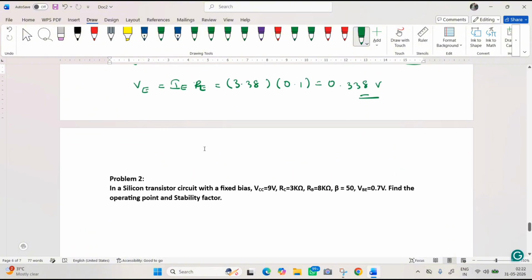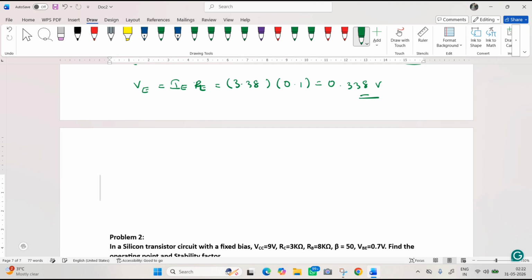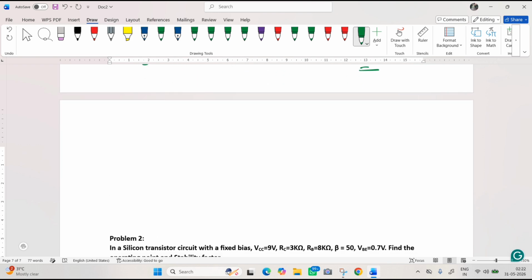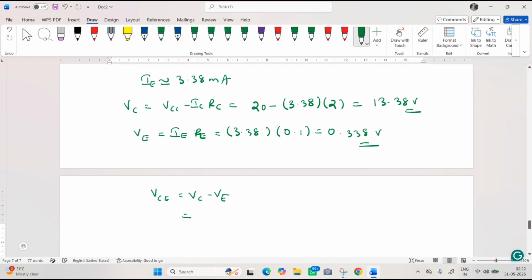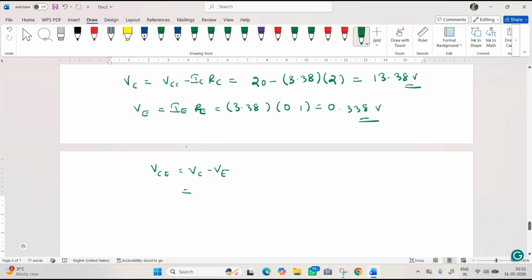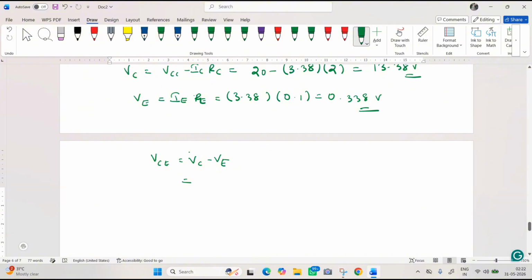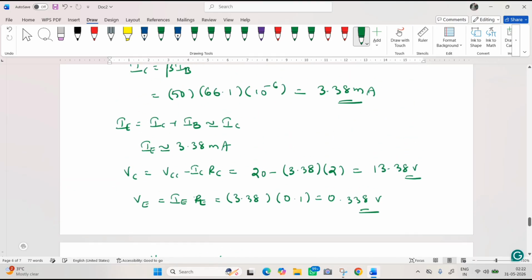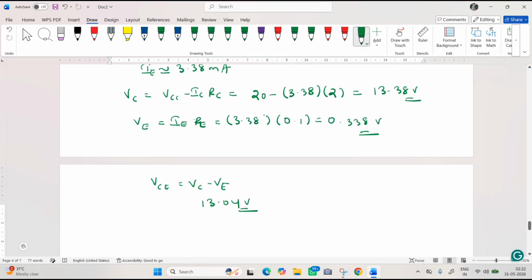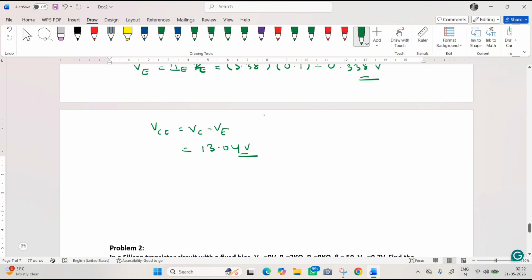By using these two, I can find VCE, because VCE value will be equal to VC minus VE, right? I'm doing the same thing here. Let me substitute. What is the value of VC? 13.38 minus 0.338. If I do that, I'll get VCE equal to 13.04 volts. I got IC as 3.38 milliamps and VCE equal to 13.04 volts. That is, the Q point is completed.